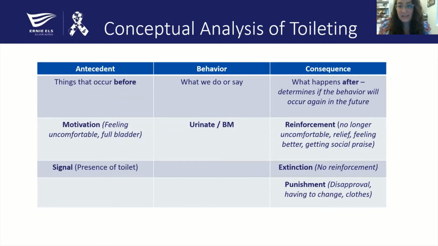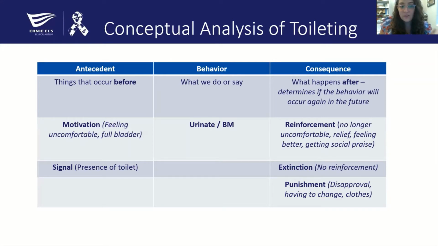So here we're looking at, again, as a reminder, antecedent is things that occur before, behavior is what we do or say, and consequence, which is what happens after the behavior, and it determines if that behavior will occur again in the future. So let's draw our eyes over to our antecedent column.